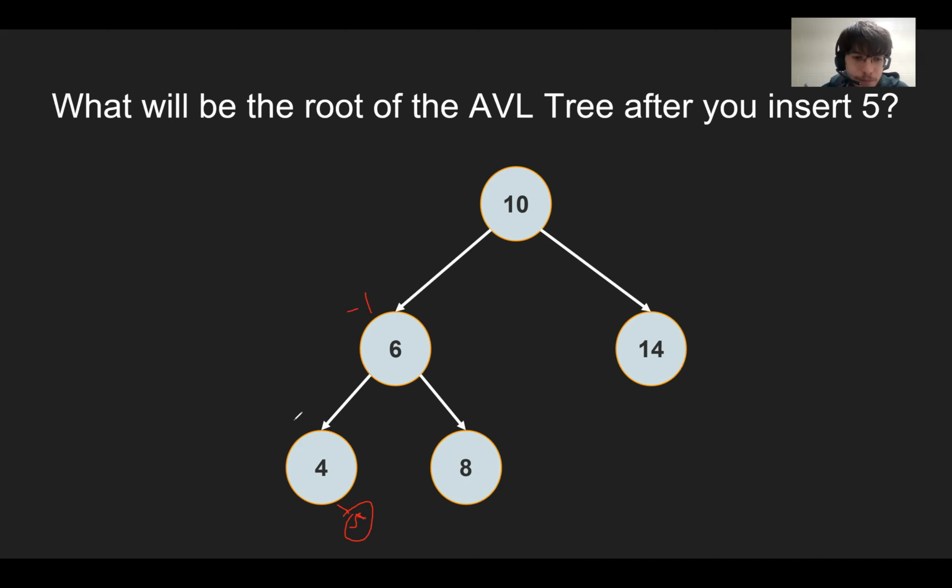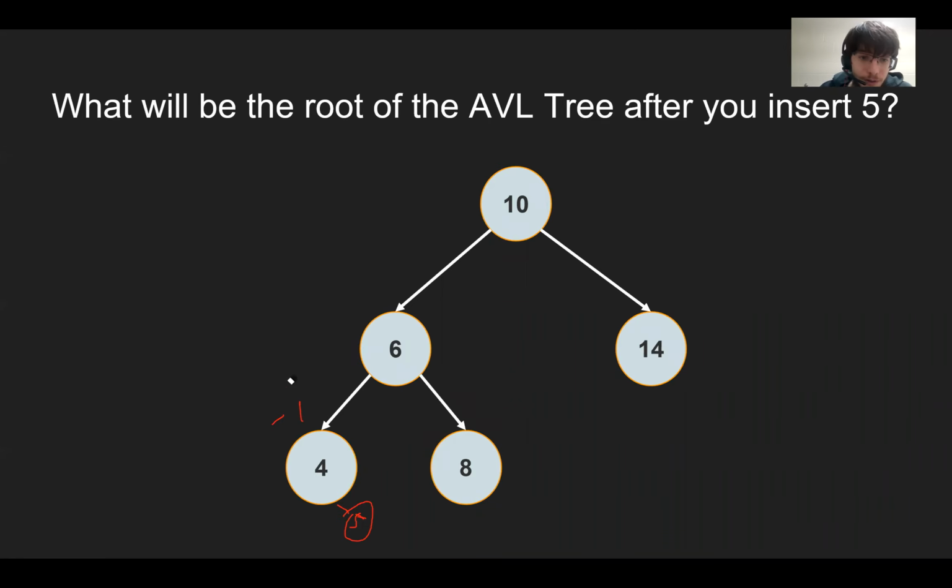Oh, yeah, negative 1. Oh, sorry, it's left minus right. So there's just 1. This is negative 1. And then is 10 imbalanced? It is, right? Because left is now 2 greater than right. So now we have a problem. So we have to do a rotation, right?